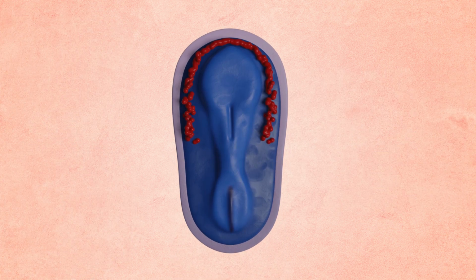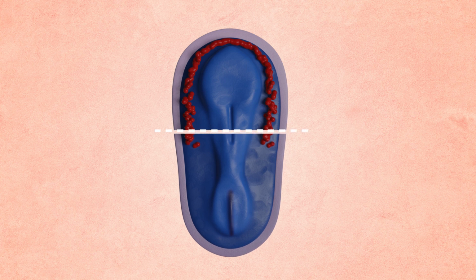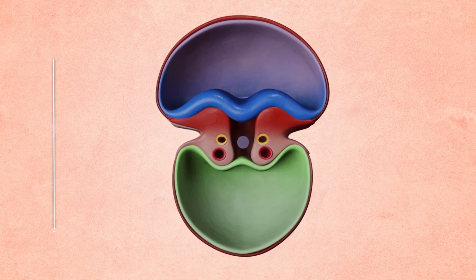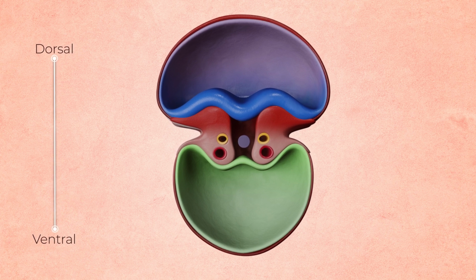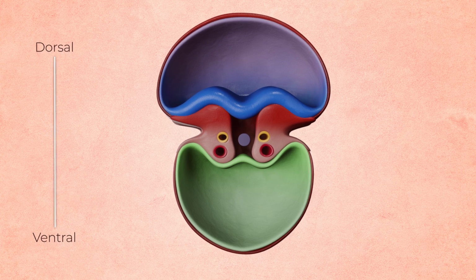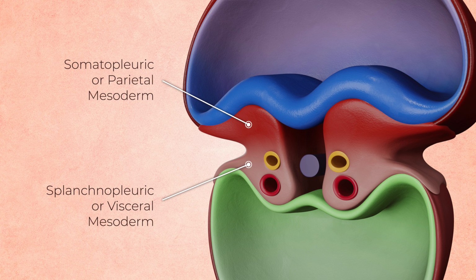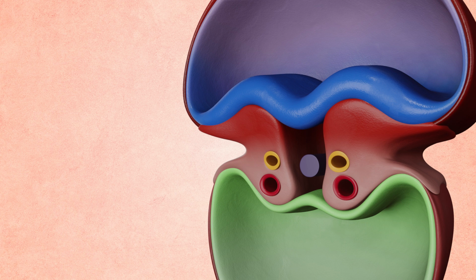Now, with the transverse section at this level, we will visualize lateral folding of the embryo, a process which aids in the formation of the cardiac tube. Here we are looking at the cross-sectional view for the cranial end of the embryo. The mesoderm has 3 parts: paraxial mesoderm, intermediate mesoderm, and lateral plate mesoderm. We are concerned with lateral plate mesoderm when learning about cardiovascular development. It is divided into the dorsal part called somatopleuric or parietal mesoderm and the ventral part called the splanchnopleuric or visceral mesoderm.